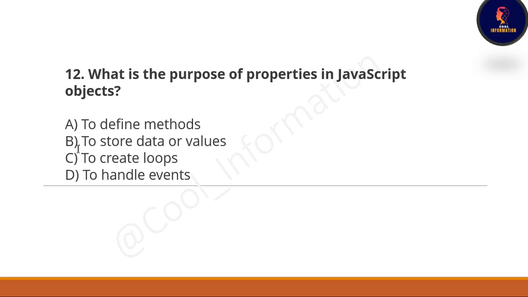Next question, what is the purpose of properties in a JavaScript object? Option A, to define methods. Option B, to store data or values. Option C, to create loops. And last option is to handle events. Correct option is option number B. To store data and values is the purpose of properties in a JavaScript object.